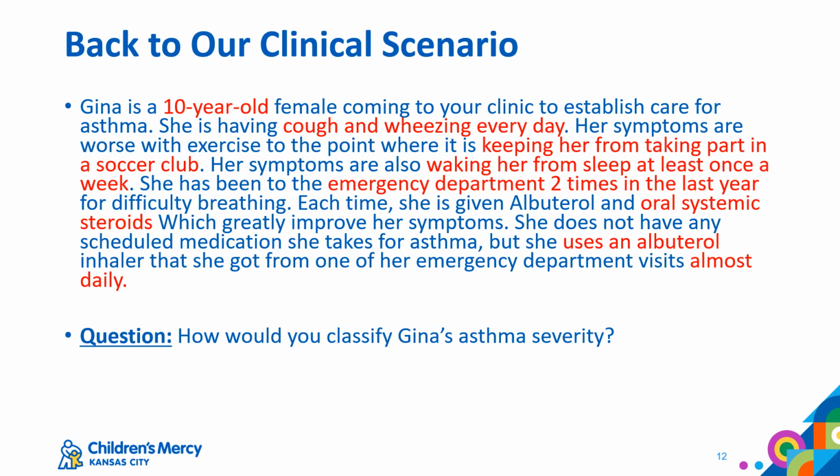Back to our clinical scenario. Gina is having daily daytime symptoms requiring SABA use and weekly nighttime symptoms. She's having some degree of interference with normal activity and has gotten 2 courses of oral systemic steroids for symptoms in the last year. So, based on this, we can classify her asthma severity as moderate persistent asthma.